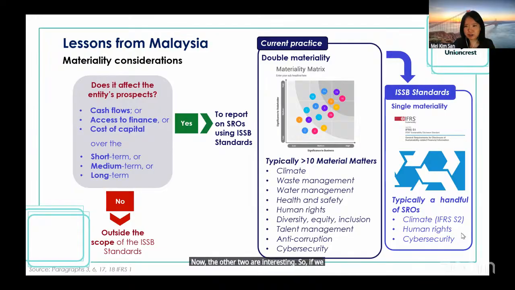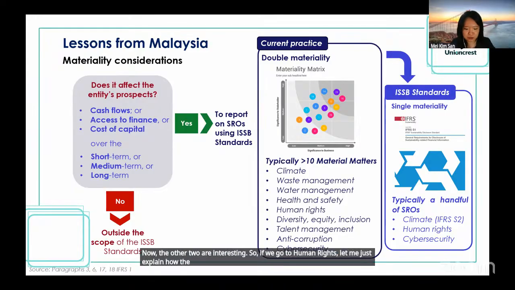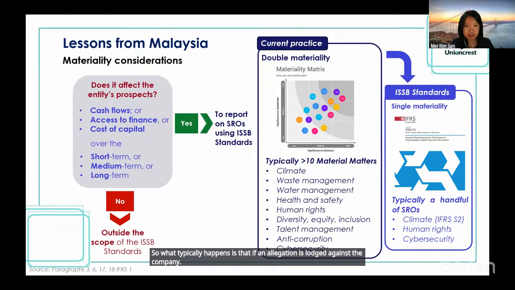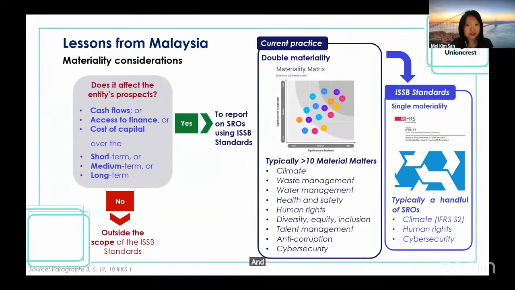So if we go to human rights, let me just explain how the thinking process works. In the case of human rights, Malaysia is a trading nation. So we also trade with countries like the US, UK, who have customs border protection. So what typically happens is that if an allegation is lodged against the company, immediately they are sanctioned and no goods can enter the country. In other words, you are guilty until proven innocent. I repeat, you are guilty until proven innocent.